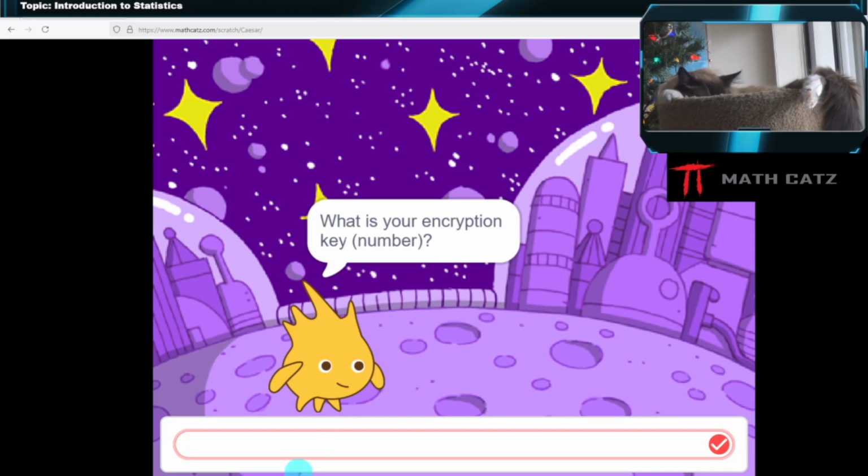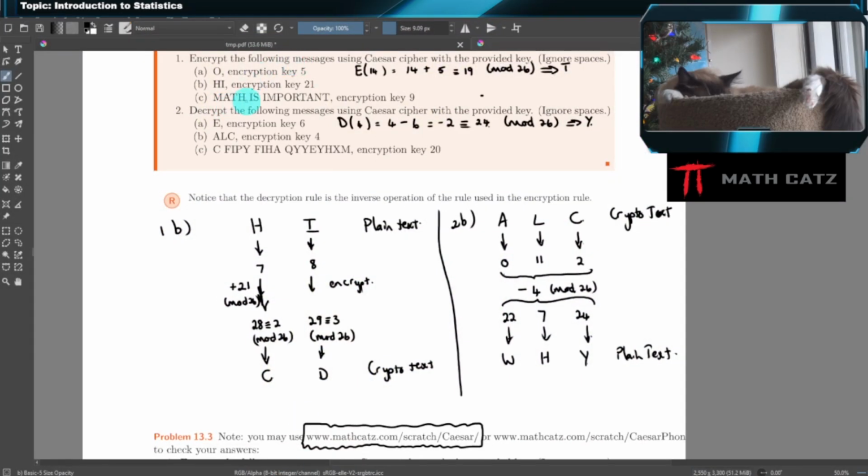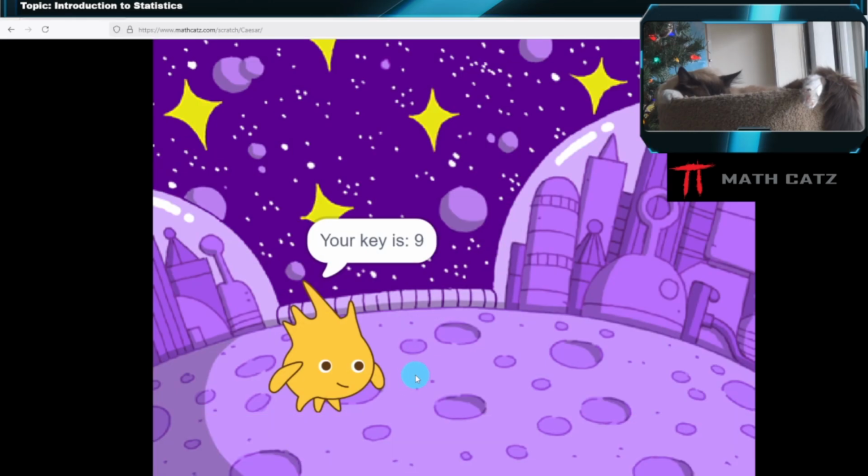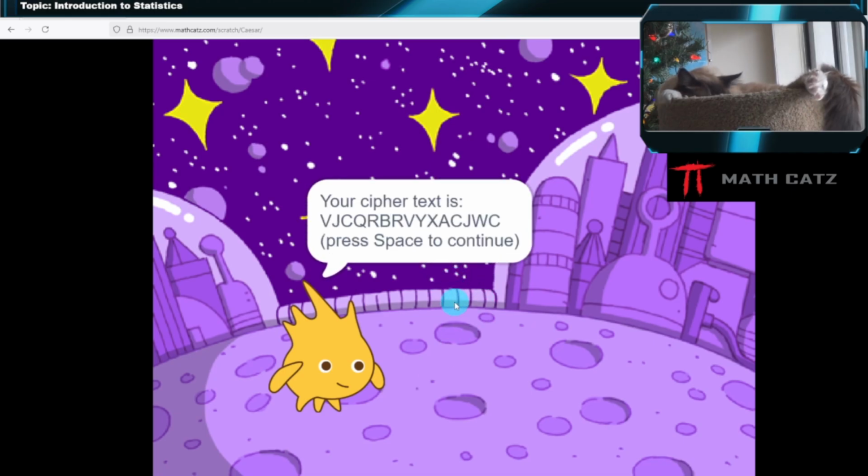What is my key? Our key for math is important is 9. 9 is our key. Enter. And it's doing all the shifting for us, all the calculation. And that is the message that we can send. An interceptor reads that like, what? That makes no sense. But only the receiver with the right key, theoretically, knows what message we are sending. So it's just a way to streamline the same process when you have a lot of letters, and you can play with this if you want to.